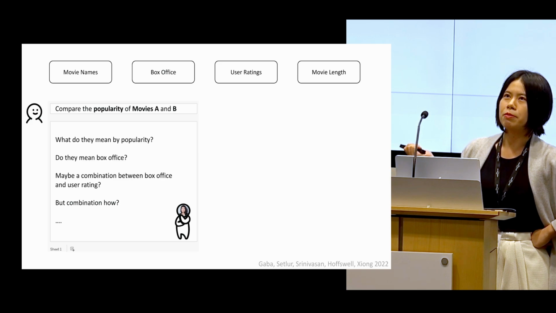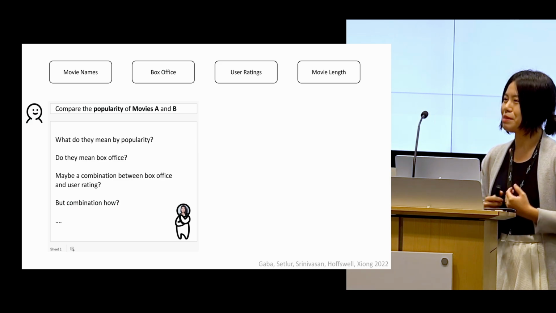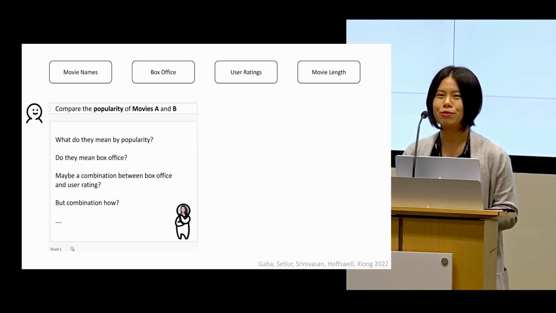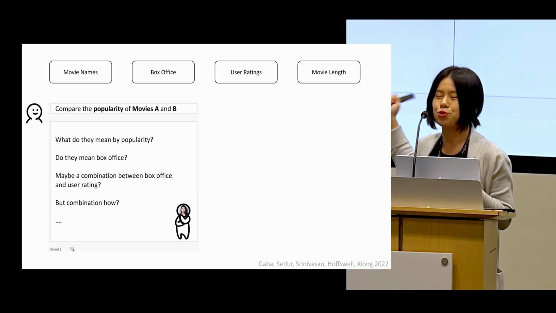So I'll give you an example of what I mean. So let's imagine we have a data set with just 4 variables, okay? So in this data set, our variables are movie names, box office, user ratings, and movie length. So this is a data set about movies. And then let's say our user inputs this query to say, please compare the popularity of movies A and B. Seems pretty easy, right? We can probably do it if someone asks us to do this analysis.